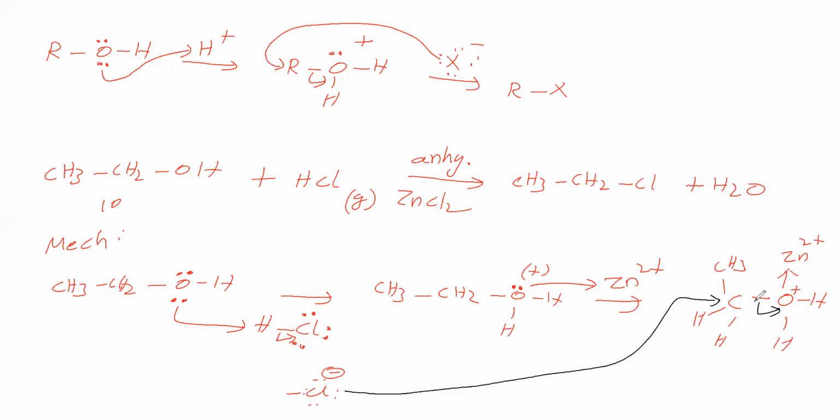So now, what reaction is this? Instead of the OH group, the Cl comes here. So we can call this a substitution reaction. This primary alcohol with HCl gas in the presence of anhydrous zinc chloride gives a primary chloride. Ethyl alcohol gives ethyl chloride.